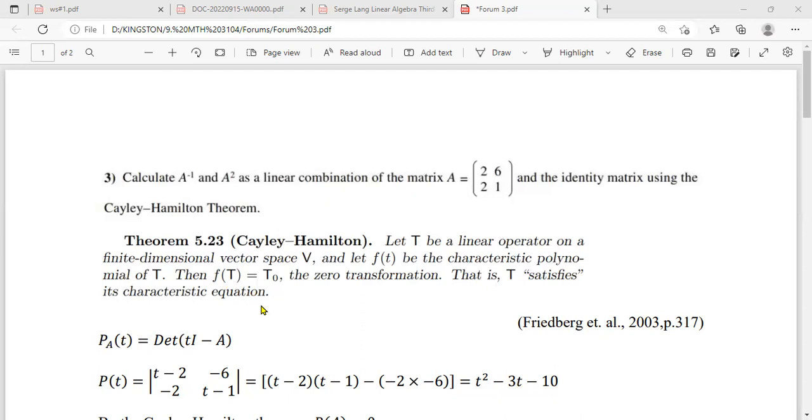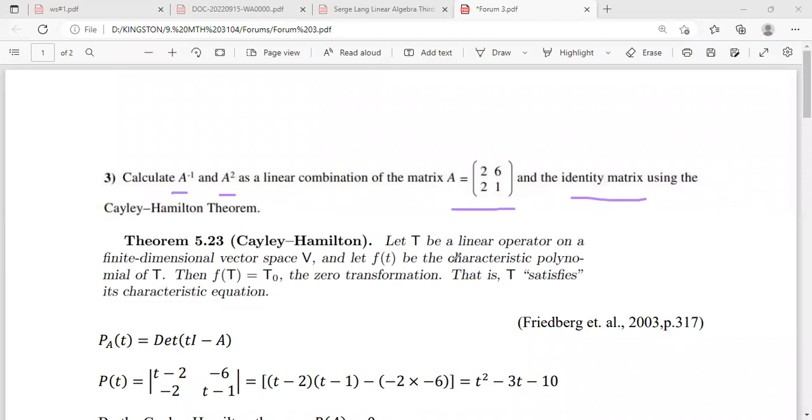Now, I will use this principle stated by the Cayley-Hamilton theorem to help me solve two problems here. What I want to do exactly is, given this matrix A here, I'm going to write a linear combination. I'm going to use linear combinations with this matrix A and the identity matrix to arrive at A inverse and A squared. The Cayley-Hamilton theorem provides a nice framework in solving problems like these.